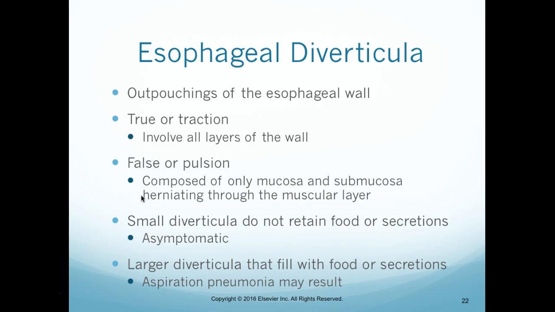All right, so esophageal diverticula. A diverticula is an outpouching, and an esophageal diverticula is an outpouching of the esophageal wall. So there's true or traction. We're talking about the layers of the esophageal wall. False or pulsion is comprised only of the mucosa and submucosa herniating through the muscle layer, where the true is all the layers. Small diverticula do not retain food or secretions typically, and typically they're asymptomatic. Larger diverticula will fill with food or secretions, and people usually get aspiration pneumonia because it slowly trickles down and gets into their lungs.